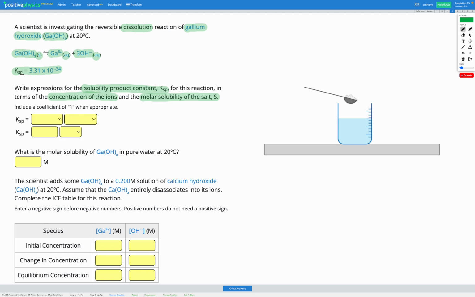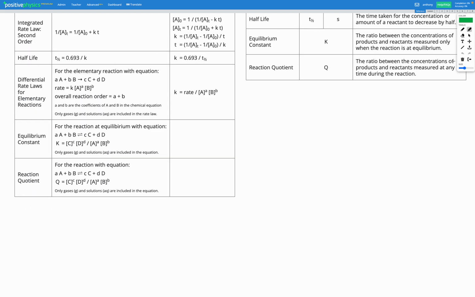So remember, KSP is just the same as the equilibrium constant, but it's for dissolution reactions. So we're going to follow the same steps as we would to find the equilibrium constant. Here's our equilibrium constant equation, K. We have the concentrations of our products to the power of their coefficients on the top half of the fraction. On the bottom half of the fraction, we have the concentrations of our reactants to the power of their coefficients. And we see this note, only gases and solutions are included in the equation.